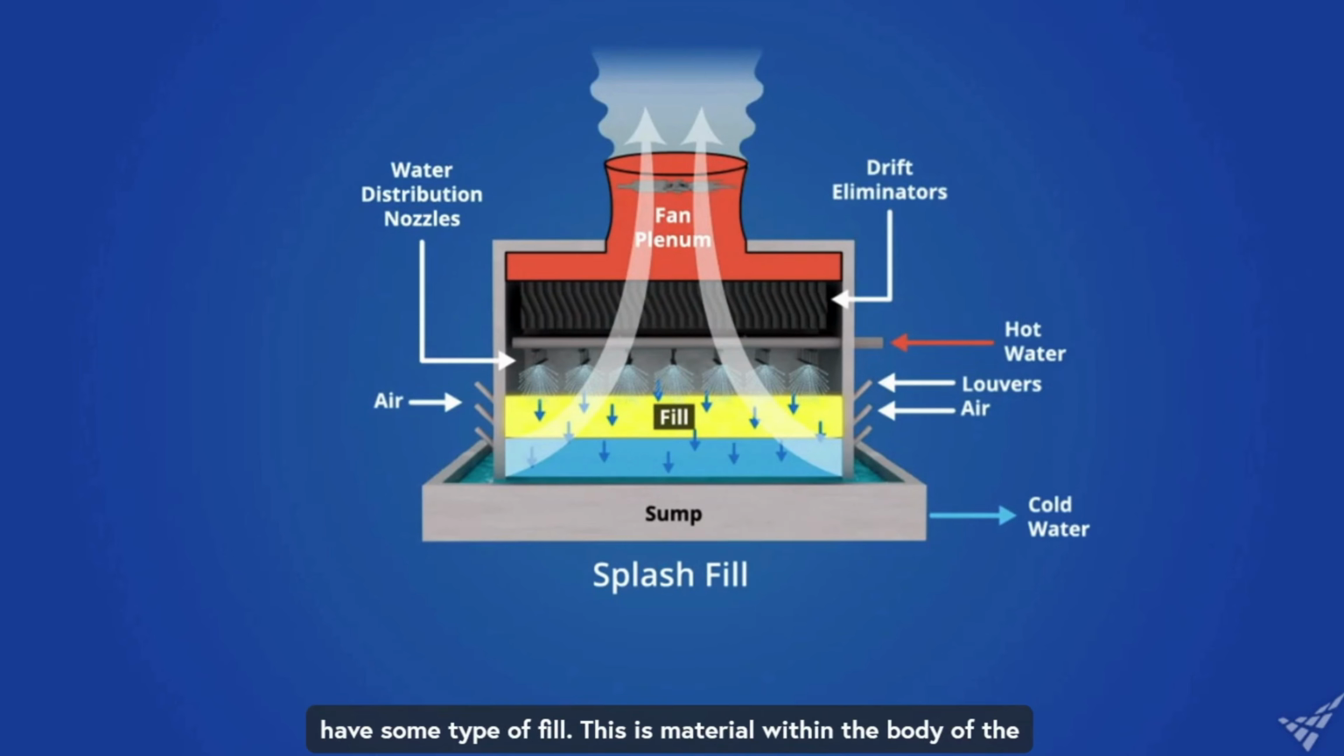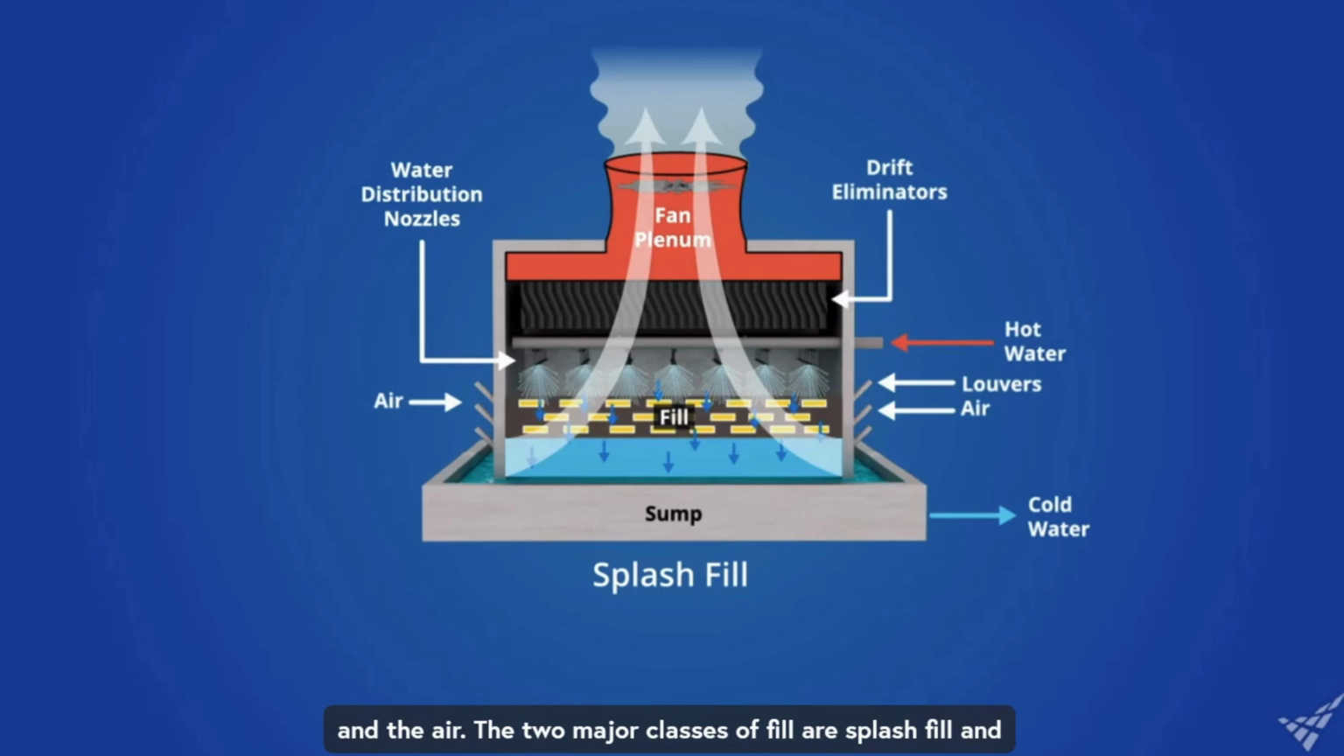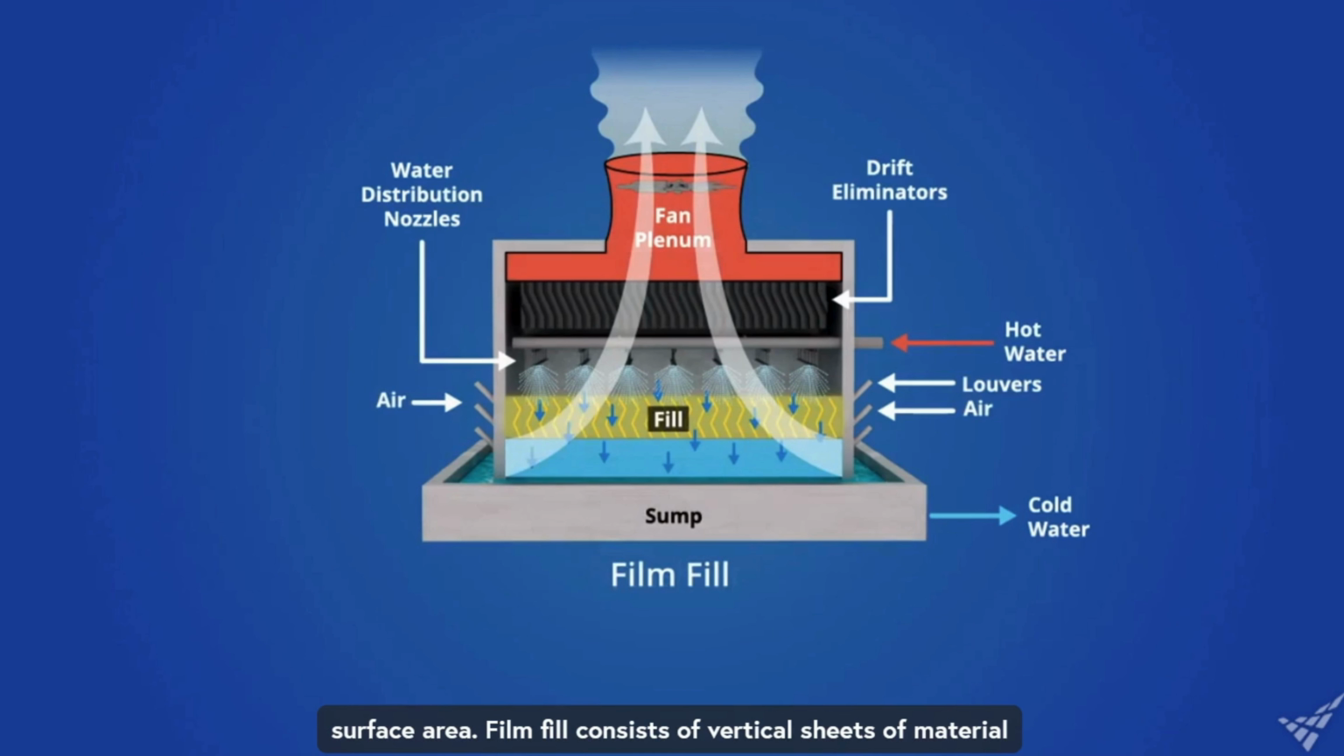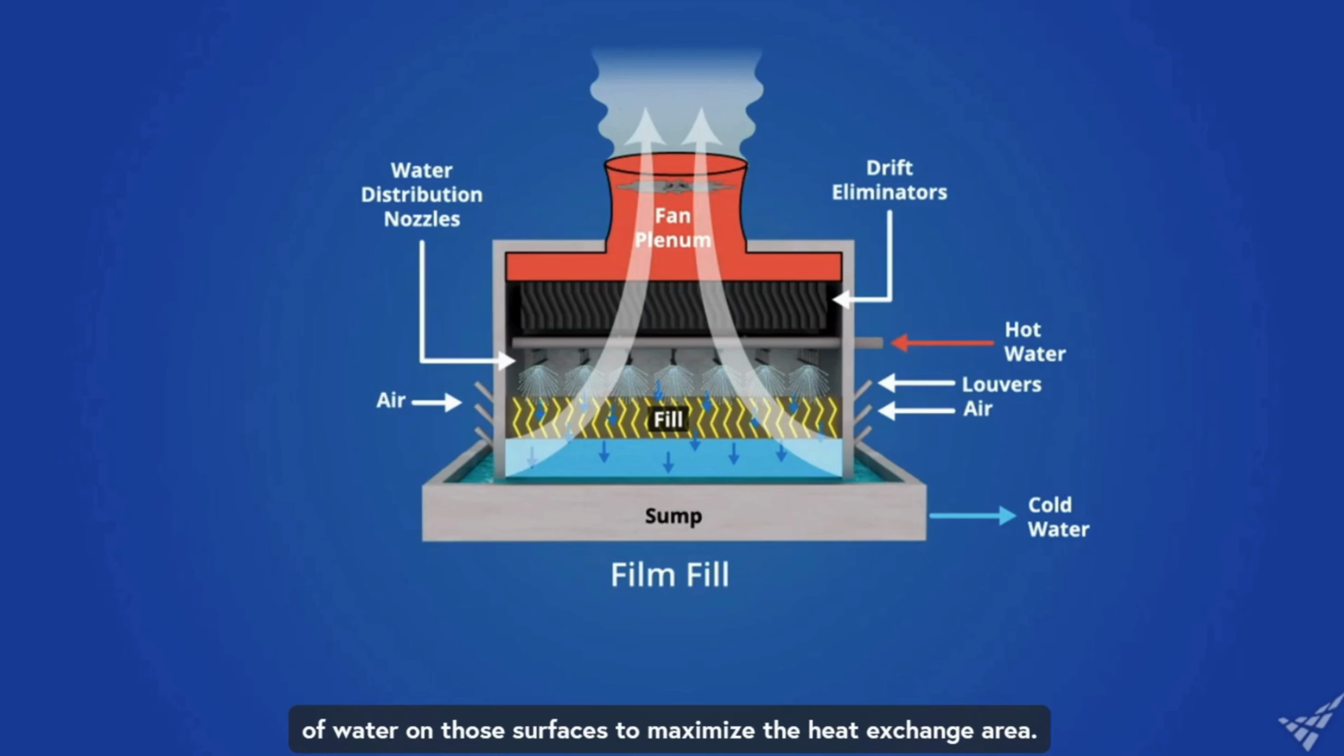This is material within the body of the tower that increases the heat exchange area between the water and the air. The two major classes of fill are splash fill and film fill. Splash fill can be as simple as horizontal bars across the tower, or more complex slat shapes designed to intercept falling droplets and break them up for increased surface area. Film fill consists of vertical sheets of material that provide surfaces that promote the creation of thin sheets of water on those surfaces to maximize the heat exchange area.